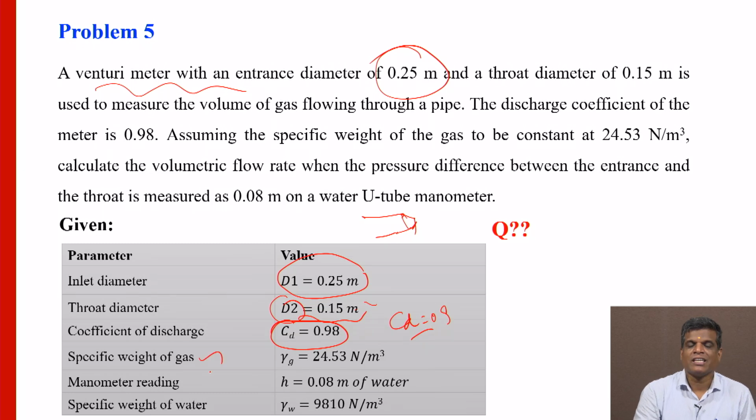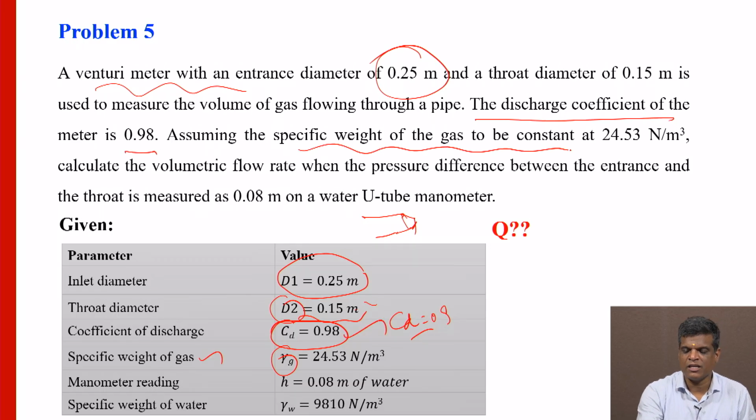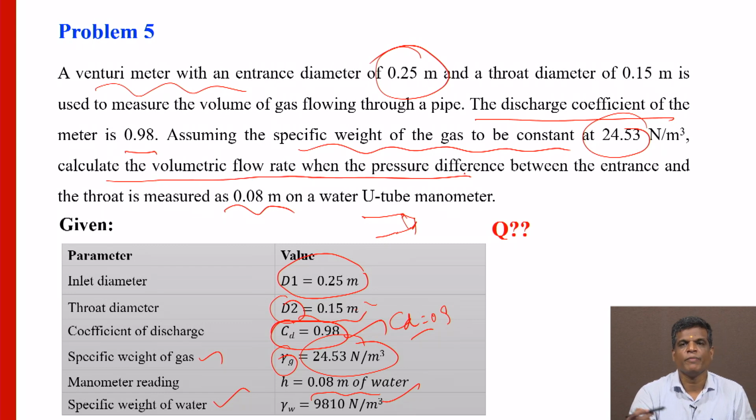Then the specific weight of gas, which we write as gamma A, is given as 24.53. Then there is a manometer reading of 0.08 meter of water, and the specific weight of water is 9810 Newton per meter cube. So these are all already given here. Now we have to calculate what they are asking: calculate the volumetric flow rate.